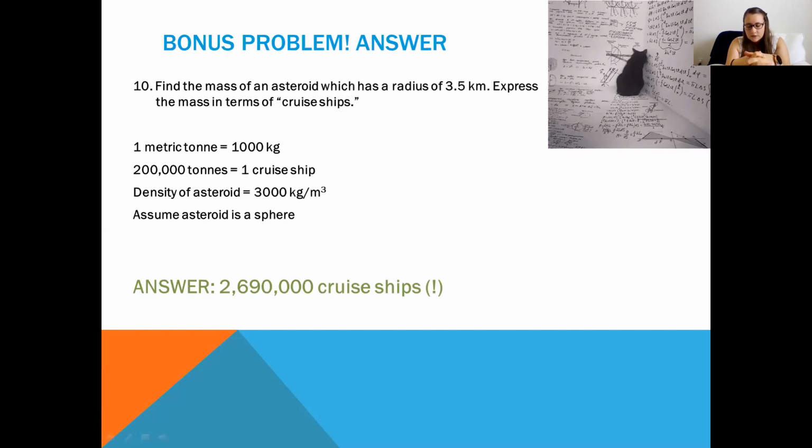And that gives you an answer of 5.39 times 10 to the 14 kilograms. But the answer that we want is not in the units of kilograms, it's in terms of cruise ships.